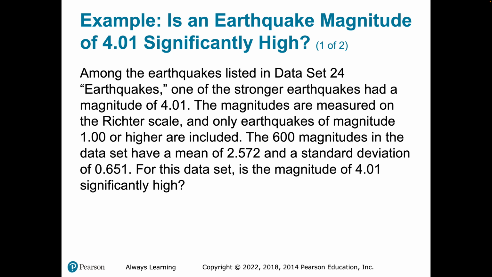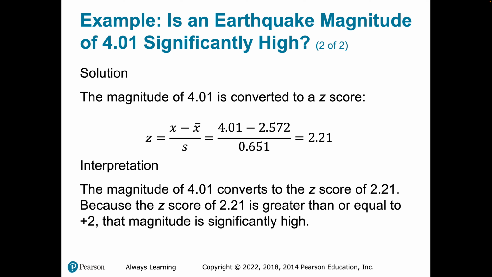Okay, final example. Is an earthquake magnitude of 4.01 significantly high? Well, this is from data set 24. So we see that the mean is 2.572 and a standard deviation of 0.651. So what about the magnitude of 4.01? Well, we're going to calculate the z-score. When we do that, we get a z-score of 2.21. And because 2.21 is higher than 2, we say that the magnitude is significantly high.